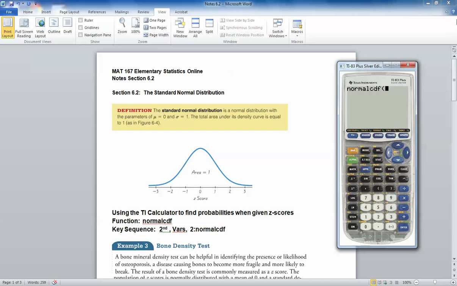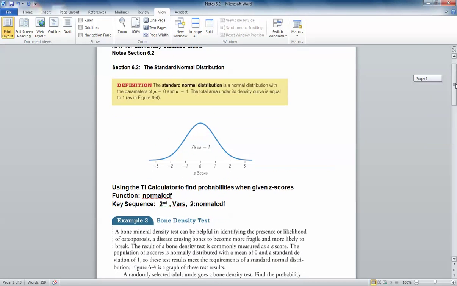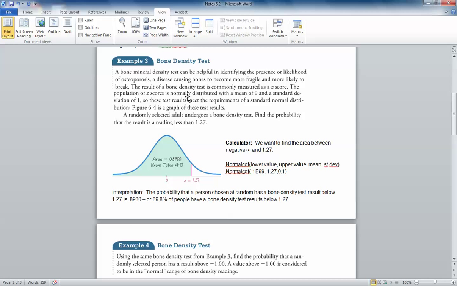Alright, for our first example is bone density test. Scroll down a little bit. So the bone mineral density test can be helpful in identifying the presence or likelihood of osteoporosis, a disease causing bones to become more fragile and likely to break. The result of a bone density test is commonly measured as a z-score. The population of z-scores is normally distributed with a mean of 0 and standard deviation of 1, so the test results meet the requirements of a standard normal. A randomly selected adult undergoes a bone density test. Find the probability that the result is a reading less than 1.27.